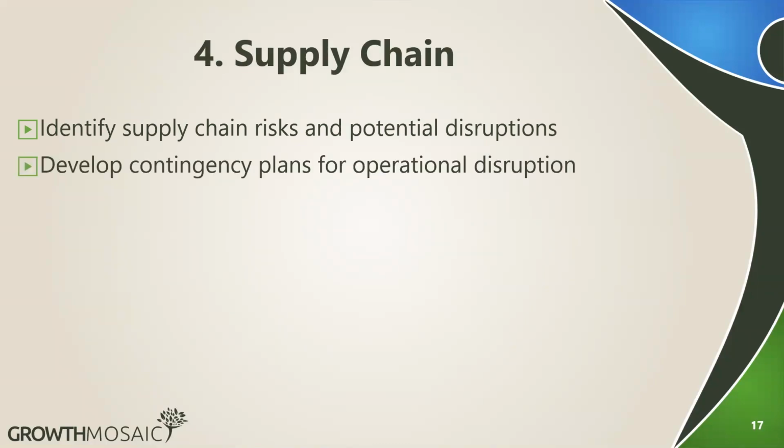Develop contingency plans for operational disruption. So if you're no longer able to get from farmer A, who else can you get from? If you're no longer able to import from country A, where can you import from? Who can you source from locally?